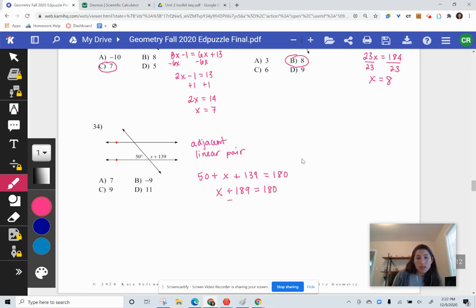And if we subtract 189 on both sides, we'll get x equals negative 9. And it is okay to have an x value that's negative, as long as when you plug it back into the angle you get a positive.